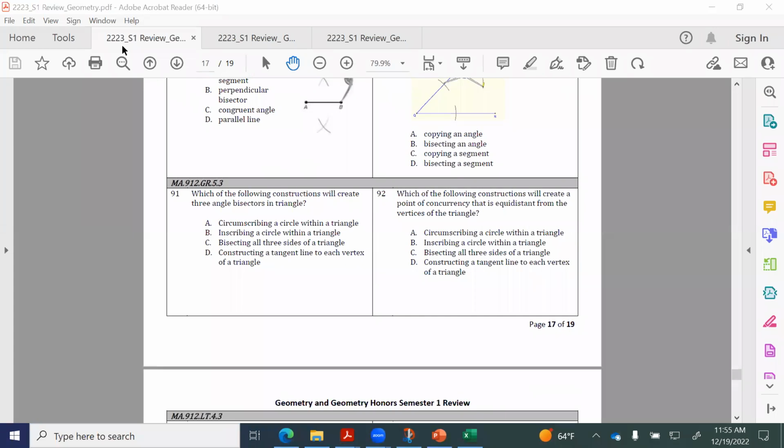Alright, 91. Which of the following constructions will create 3 angle bisectors in a triangle? So basically they're asking which point of concurrency are we creating? Angle bisectors make our incenter. The incenter is the center of an inscribed circle. So it's B. I'm making an inscribed circle.